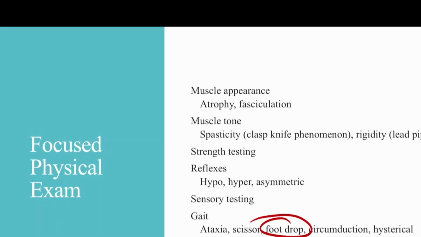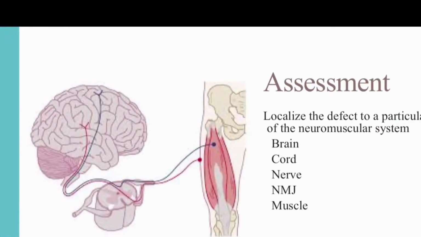Circumduction is when they're walking, instead of everything straight, their legs bow out like circles because of the way they have to walk. That's circumduction. So again, analyze how they're walking. Is it a brain problem, spinal cord problem? Is it a nerve problem getting to the muscle? Is it a neuromuscular junction problem? Or is it a problem with the muscles that's causing these patients to be weak?